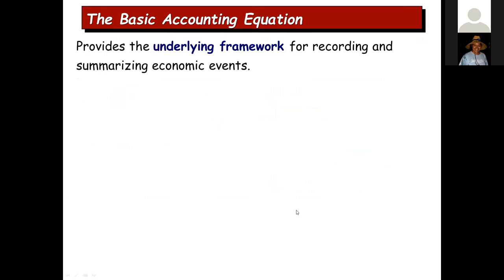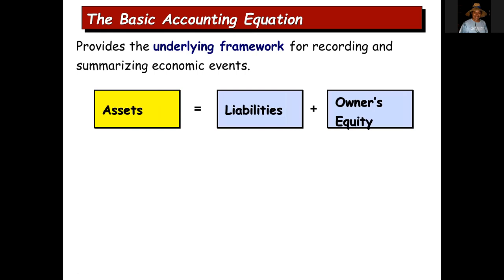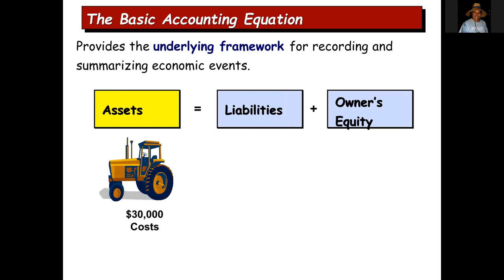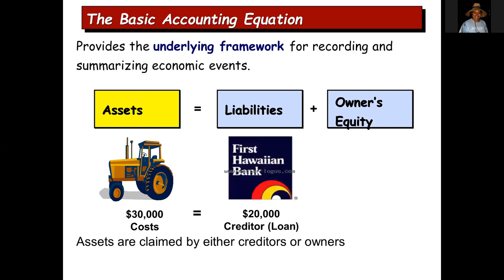Okay, so again, the accounting equation provides the underlying framework for recording and summarizing all the economic events of the company business from the day it started business. And just to give you a simple example of how you can look at this equation in real simple terms, a company may own some equipment and it maybe went and borrowed some money from the bank to pay for that equipment. So this equipment you see on here, this tractor, which costs $30,000, the company might have gone out and took a loan out from the bank. That's the liability associated with this equipment.